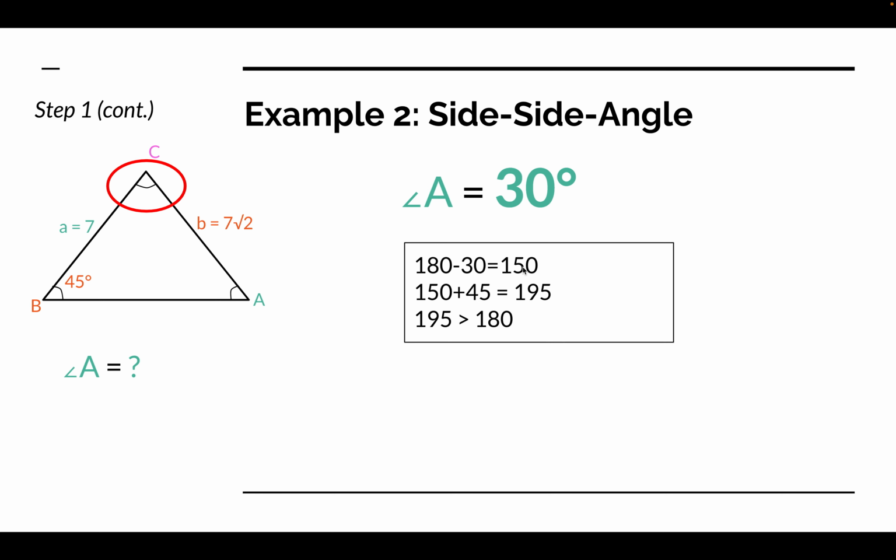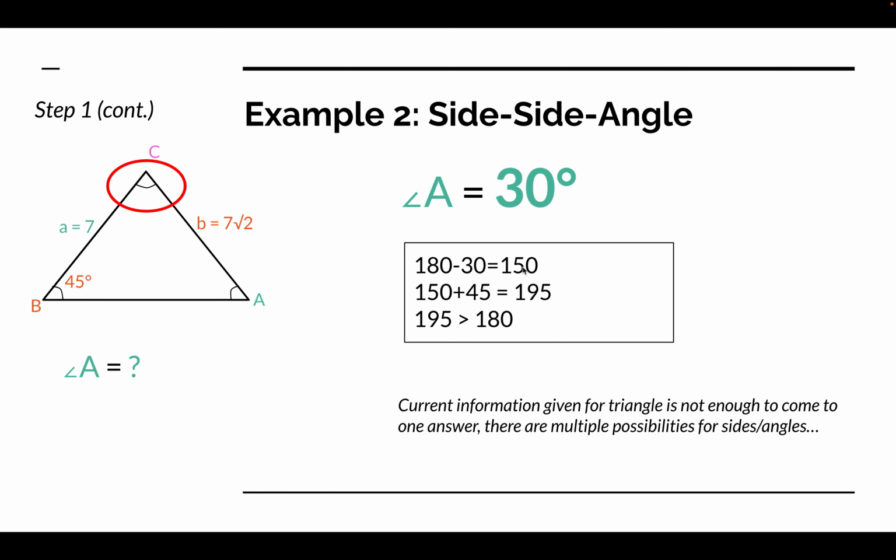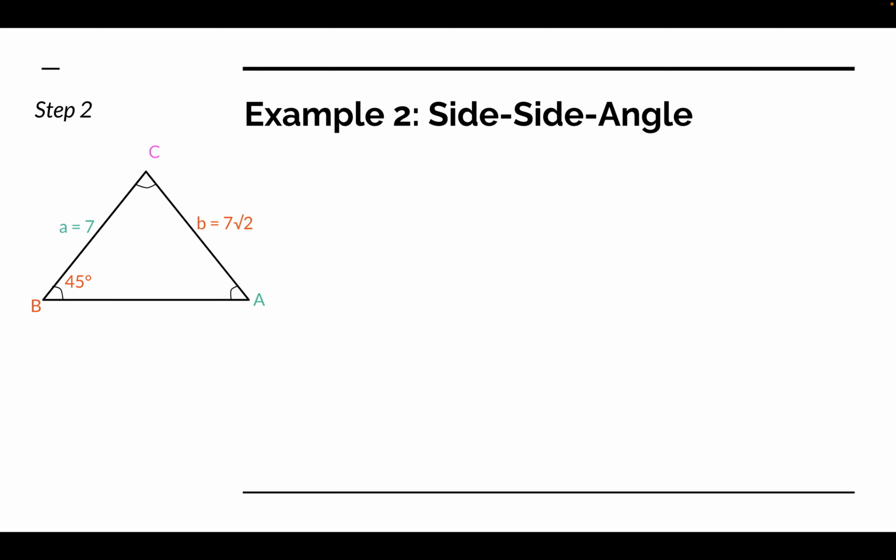We'll go over it in the next example. Here's my little notes. You can write them down if they're useful. All right. So let's go ahead. We got angle A. Well, let's go ahead and get angle C. Now we get to do the nice little addition again. We're going to add 45 and 30, subtract it from 180, get angle C is 105.